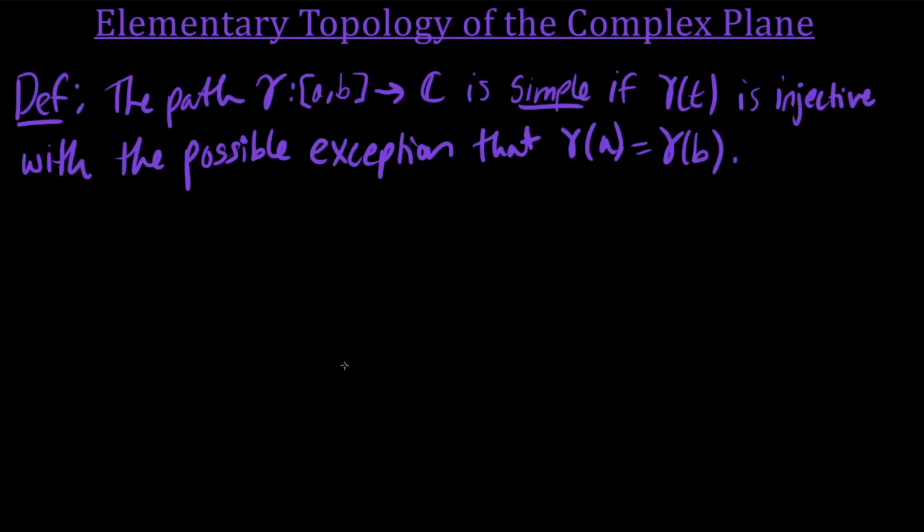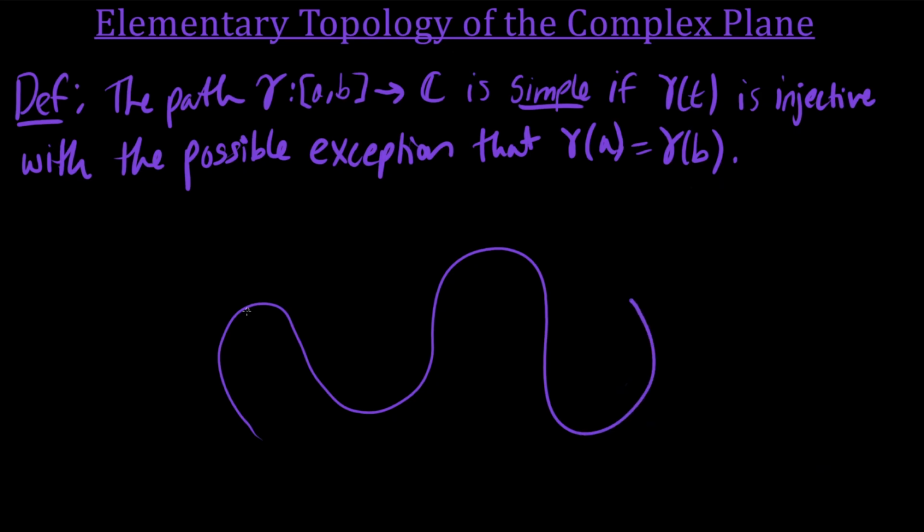The path gamma is simple if gamma of t is injective, with the possible exception that gamma of a equals gamma of b. What exactly is this definition getting at? In plain English, a path is simple if it does not intersect itself. Let's take this path, for example. This path is simple since it doesn't intersect itself anywhere. However, say we had this path here. Because there's an intersection point, the path is no longer simple.